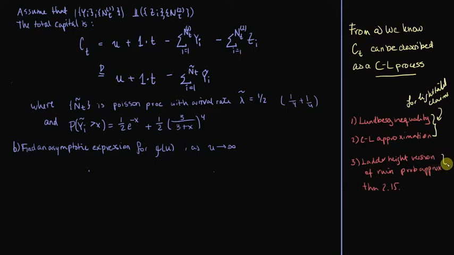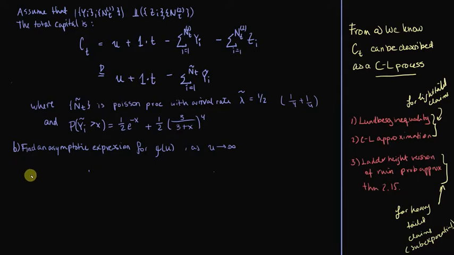And the third one here was derived especially for usage together with heavy-tailed claims. So I'll just write here for heavy-tailed claims. And what I actually mean by that is for claims that follow a sub-exponential distribution.